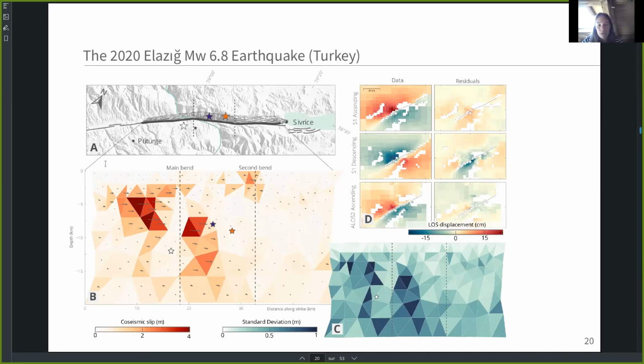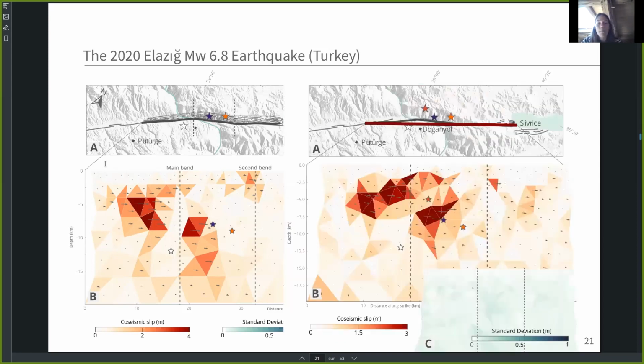And this is even more interesting if you change the fault geometry that you assume to find this model. In this case, we assume a planar fault geometry and we neglect all of the uncertainties. And what you can see is that we actually do image slip around the main bend in this case. So I think that was quite interesting.